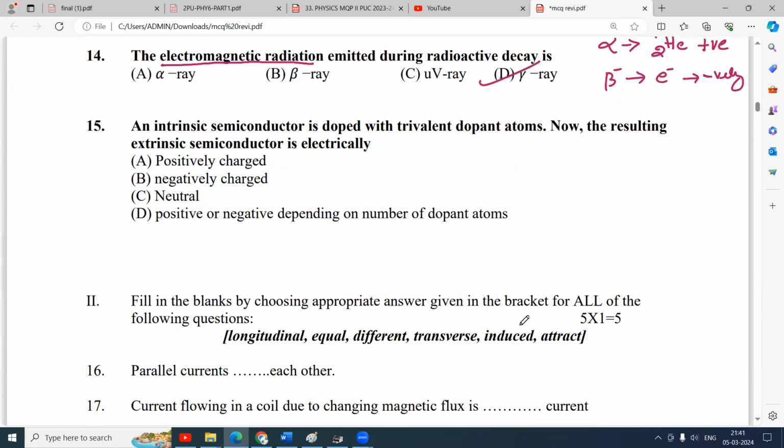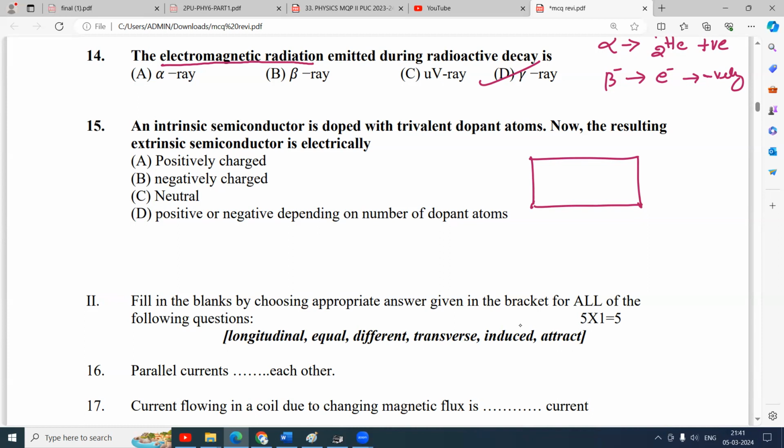An intrinsic semiconductor is doped with the trivalent dopant atoms. Now the resulting extrinsic semiconductor is electrically positively charged, negatively charged, neutral, positive or negative charge depending on the number of dopant atoms. So when you take a pure intrinsic semiconductor, you know that it is electrically neutral because the number of electrons and protons are same. You know that each atom is electrically neutral.